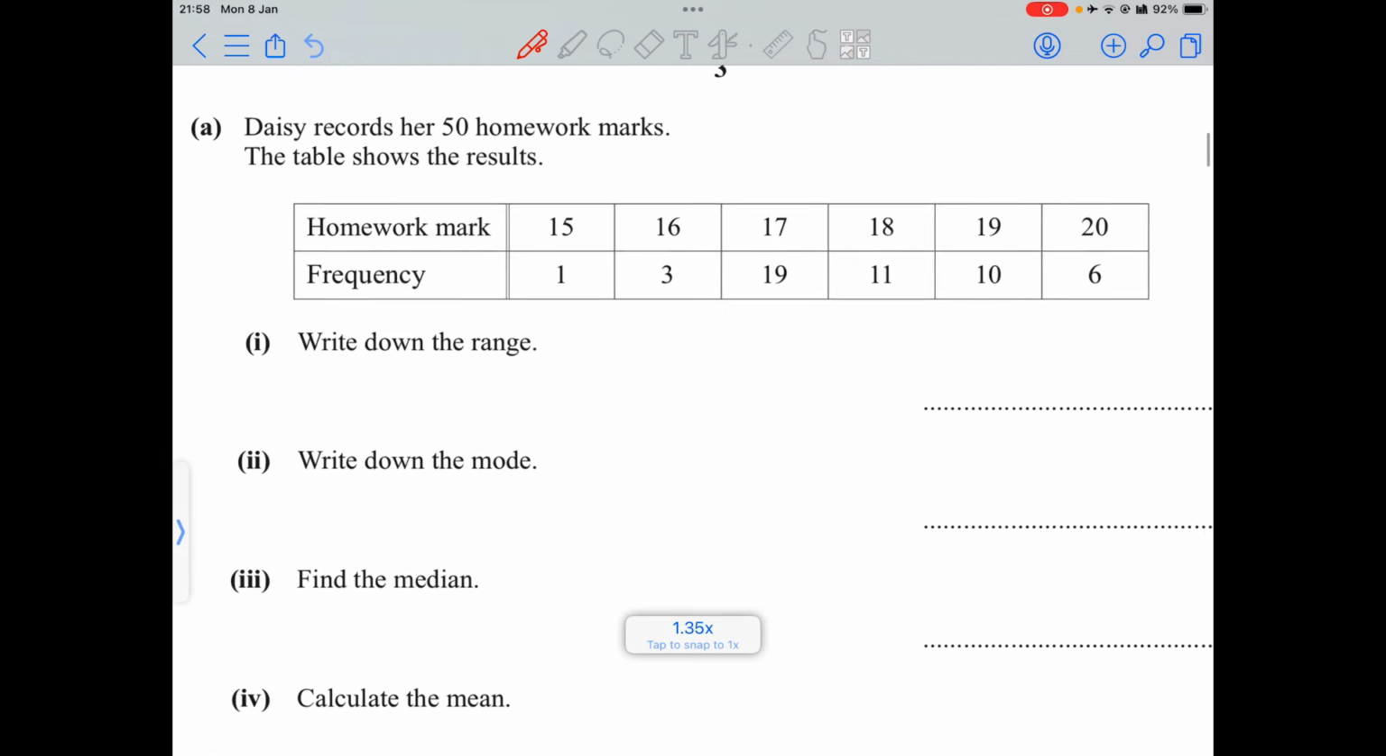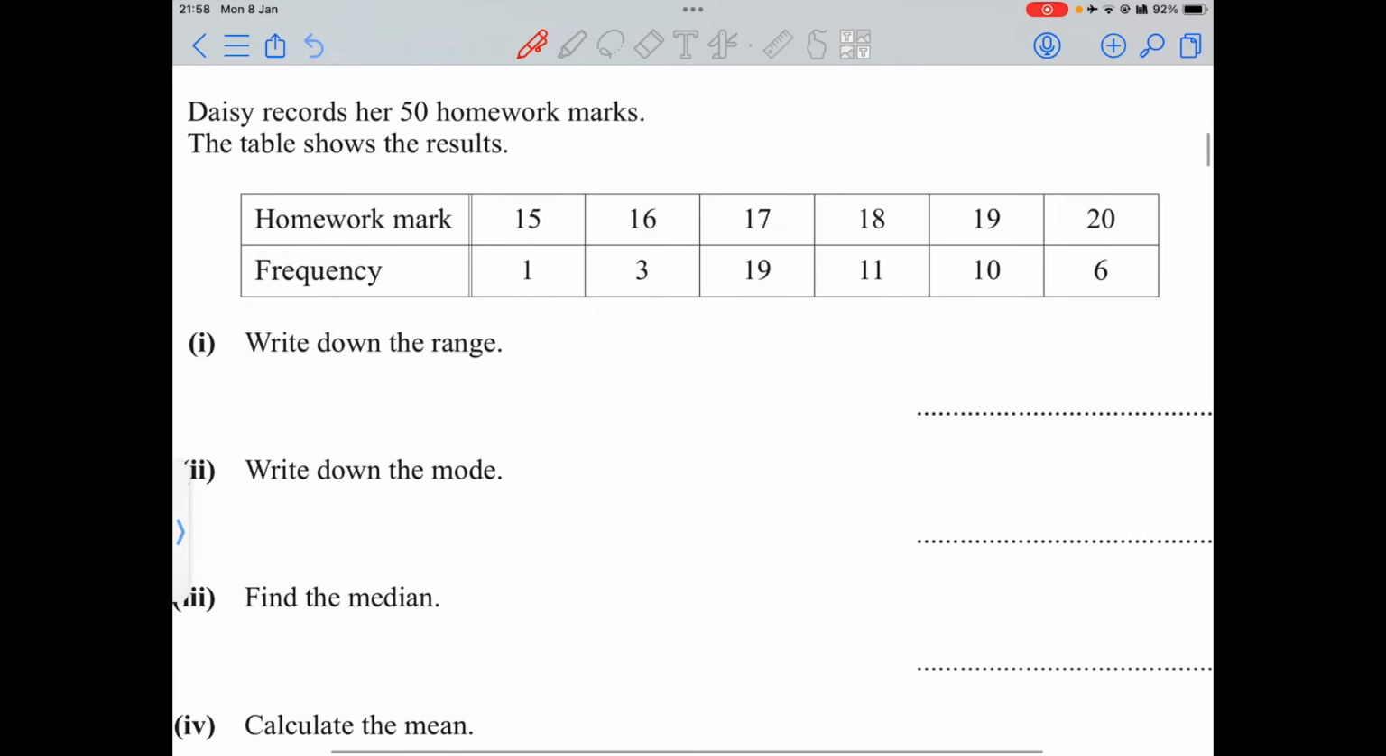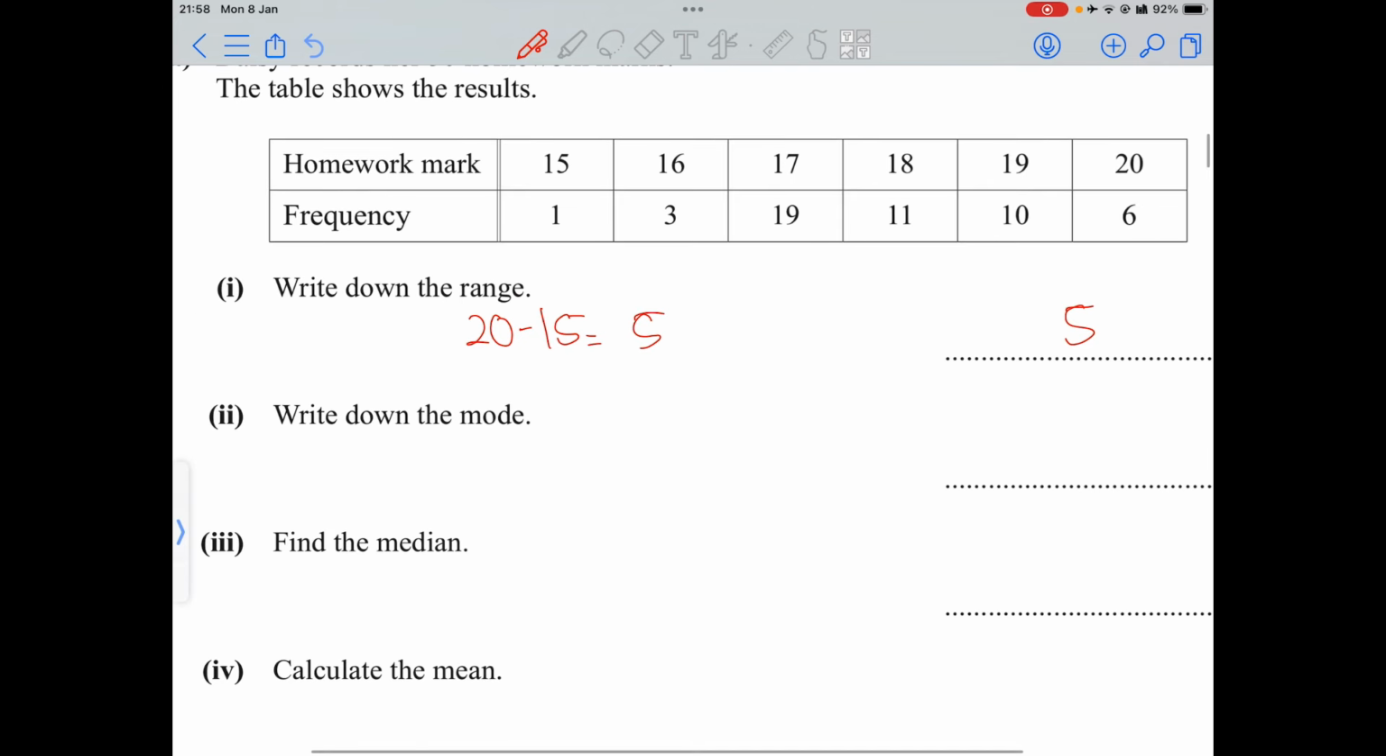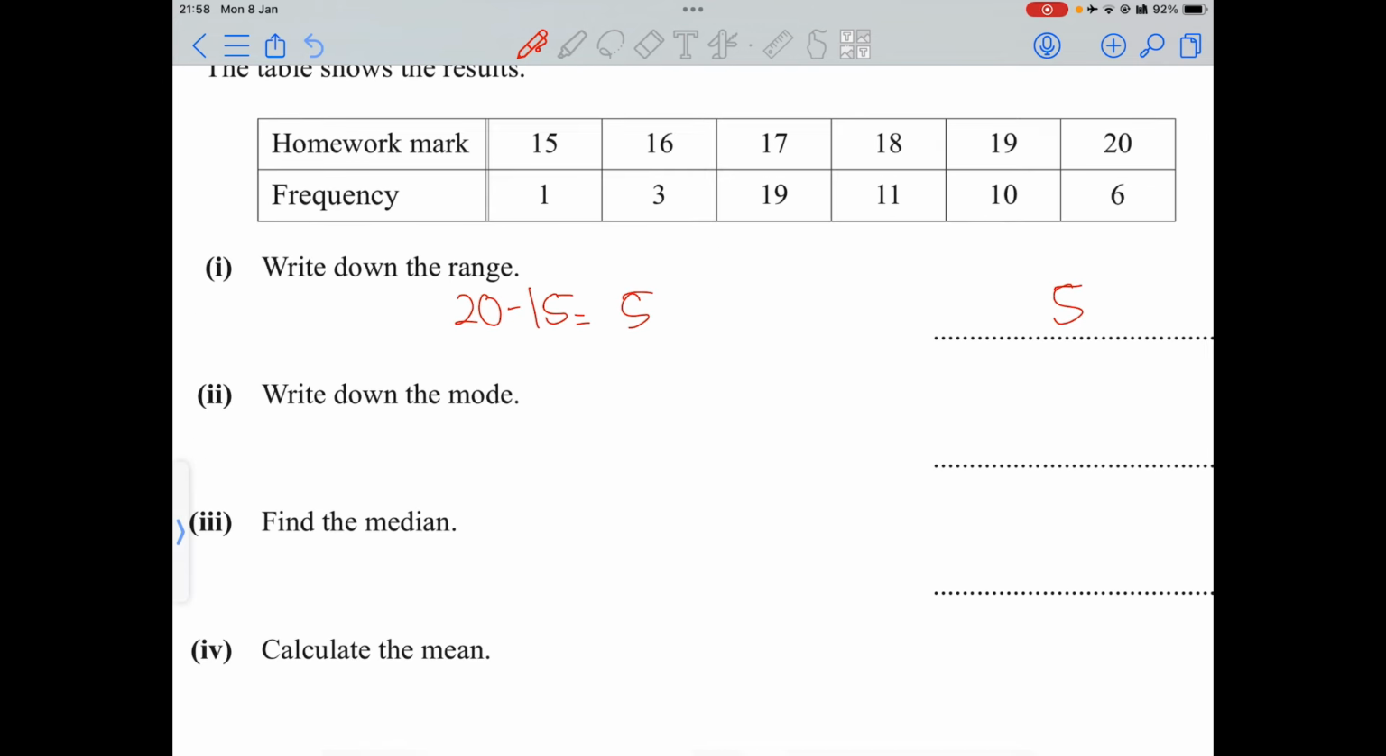Now Daisy records this. She has given us a homework mark along with the frequency. Write down the range. Range is simple, 20 marks minus 15 marks. So basically the range is 5. Write down the mode. The mode basically refers to the most commonly occurring mark here, which is the highest frequency, which is 19. So the homework mark is 17.